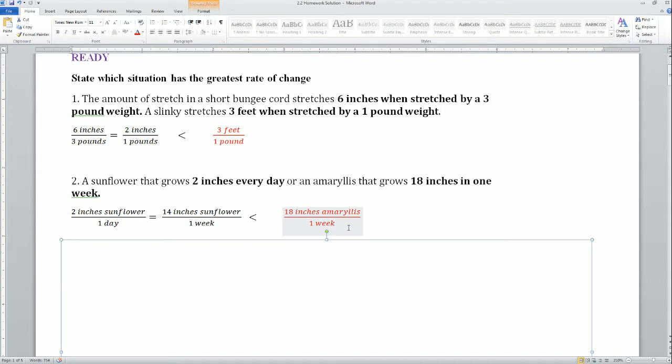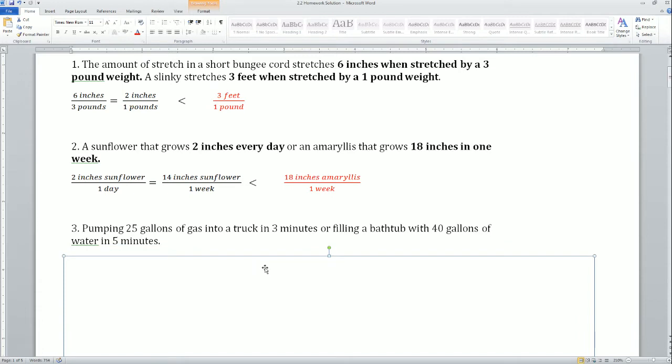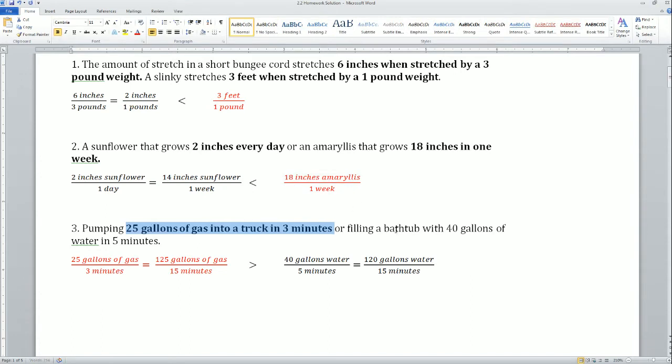Now I can compare it. 18 inches or 14 inches in 1 week. 18 inches in 1 week is much greater. Next one. Okay. We have 25 gallons in 3 minutes, and the other one was 40 gallons in 5 minutes.